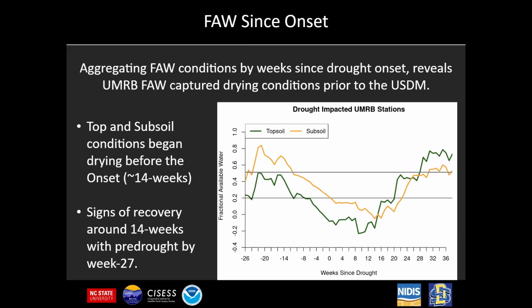To look into this a little bit more, we built a time series of fractional available water across the UMRB, averaging over all the stations. Because stations start drought at different times, we organized all the stations by time of onset. If you squint your eyes, you might be able to see the 0. That's the first week of drought onset. So all the negative values before 0 are what FAW is doing before drought onset, and everything after is what FAW is doing after drought began. One thing you note is we see declines in fractional available water prior to drought onset. After drought onset, they level out, and then we even begin to see recovery in the fractional available water as drought continues.